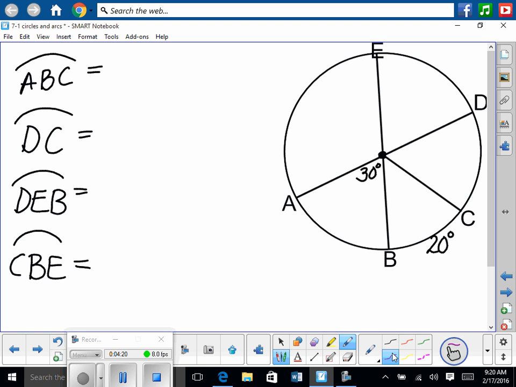So if this is 30 degrees, and this is 20 degrees out here, if this is 20 degrees, wouldn't this be 20 degrees? Isn't it a central angle that's equal to its arc? So this is 20 degrees. Now, isn't this a straight line angle? Okay, so wouldn't that add up to be 180? So tell me, what's this angle right here? 180 minus 30 minus 20. 130.